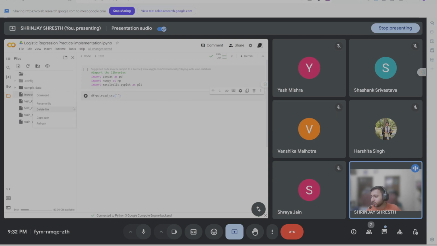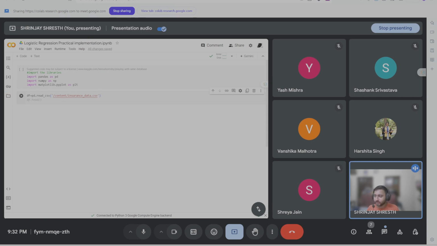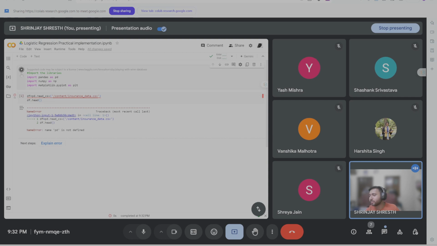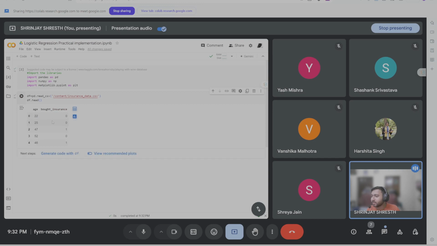How do I get the address? You can go here, you can copy path, and you may put it here. And now this part is done. Okay, so my data set is right now. Now let's see what all things are there in the data set. So yeah, we have two columns, age and whether the person has bought the insurance or not. It is 0 if the person has not bought the insurance. It is 1 if it has bought the insurance. Okay, so this is what your data set is.